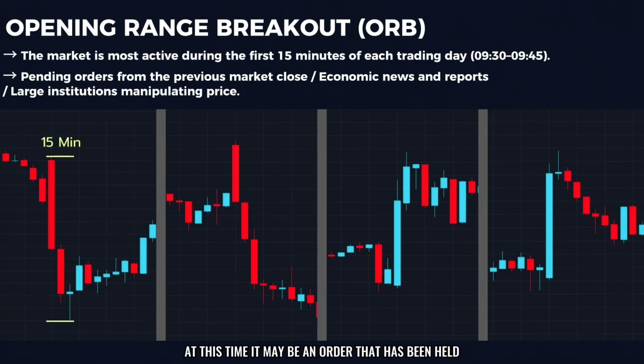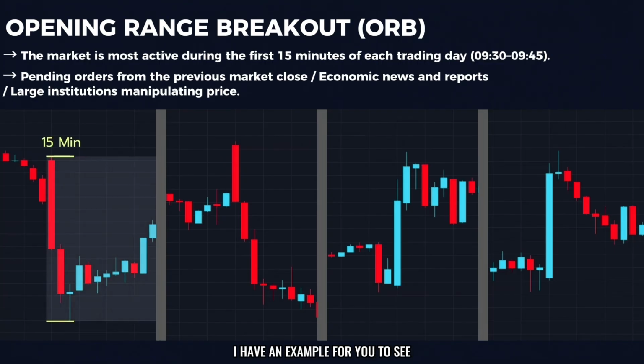There are many reasons why the market is tense at this time. It may be orders that have been held since the market closed, or news that was reported by the economy overnight. And another factor that cannot be overlooked is that the big price fluctuates in the first period of the day. I have an example for you to see. It is the opening of the market for 4 days.